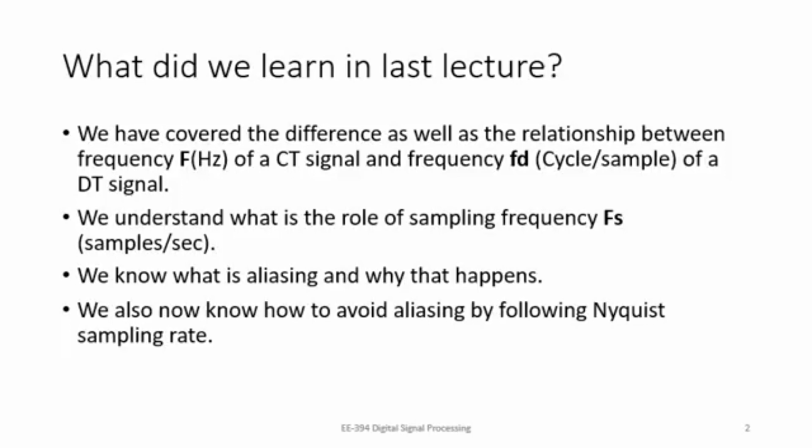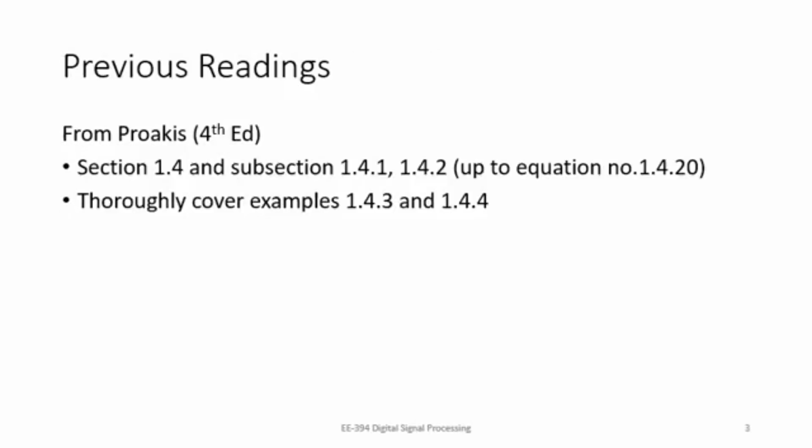Then we looked at the concept of aliasing, why it happens and how to avoid aliasing, what the Nyquist criteria and the sampling theorem are. So topics related to sampling have been covered in the last lecture. And the associated readings and examples, I'm sure you must have also covered by now.